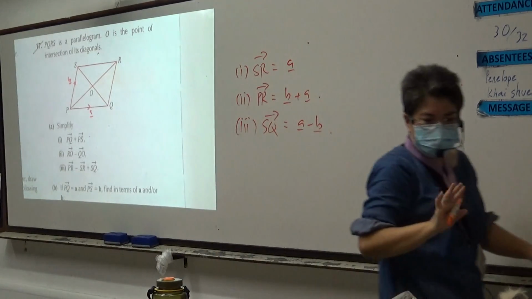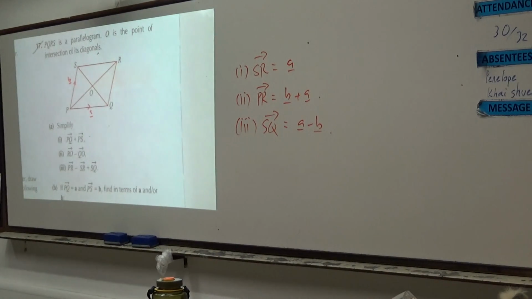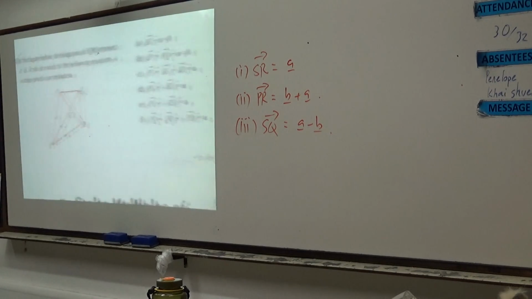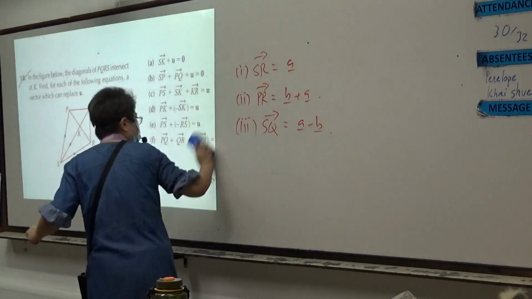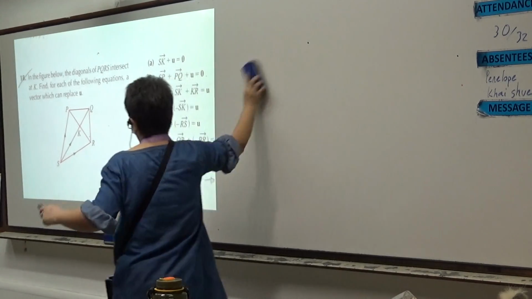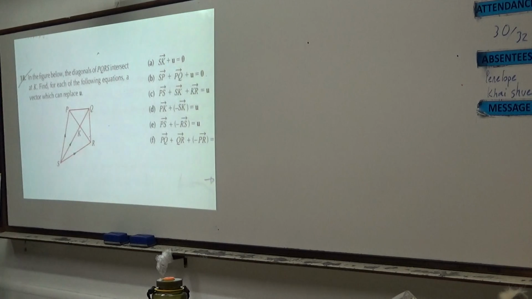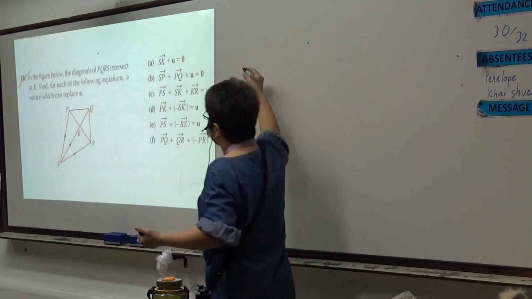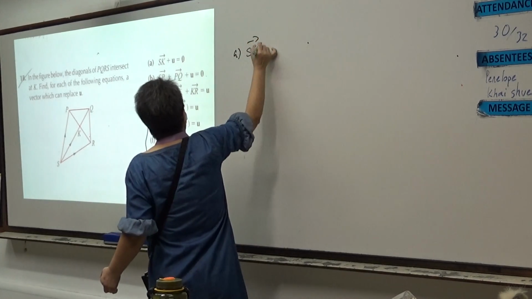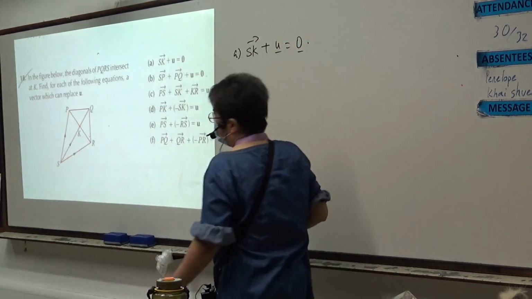Last question. Promise. Number 18. Number 18. Okay. The figure below, the diagonals of PQRS intersect at K. Find for each of the following equations a vector which can replace U. Now I'm going to teach you how to solve these vectors. Understand? All of you right? Zero vector, right?